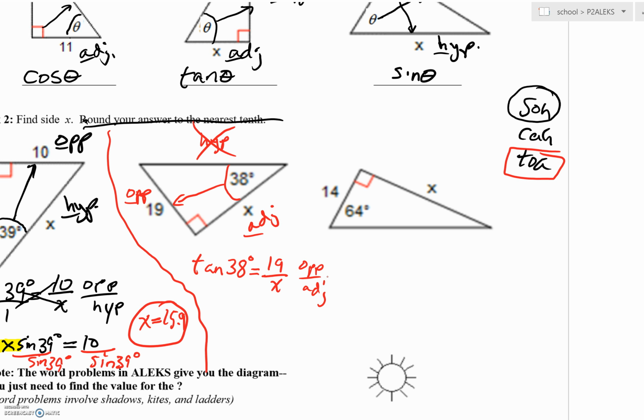What do we always do after we set up our trig function? Cross multiply, right? We're going to do some cross multiplication. X times the tangent of 38, you'll nice and quickly just get that. 1 times 19, you'll get 19. But I need to get x all alone. How do we get x all by itself? We divide, right? We're going to divide by the tangent of 38. And when we do that, you just have to finish that up with the calculator.